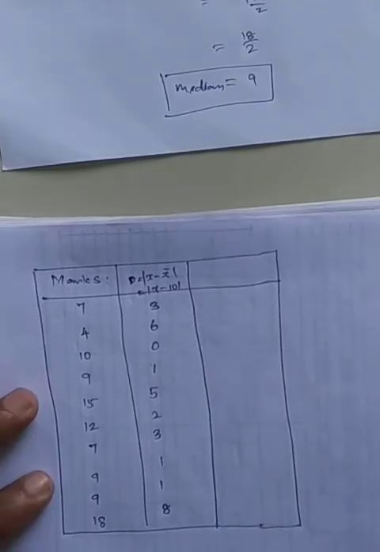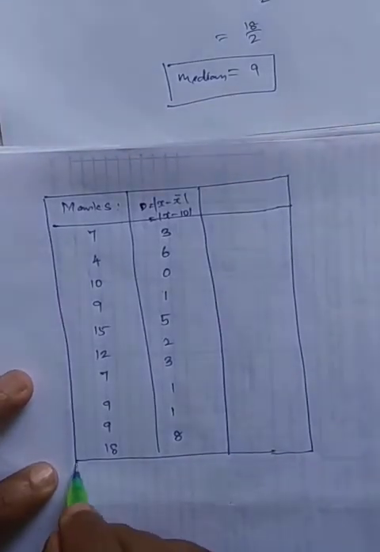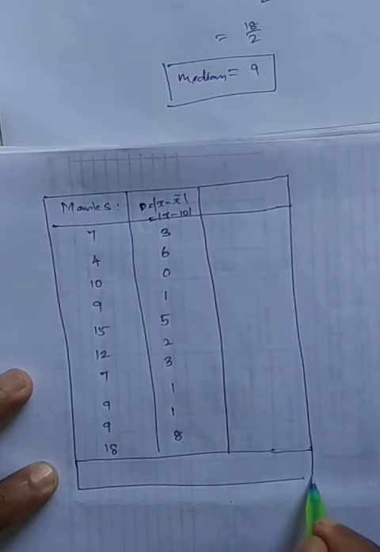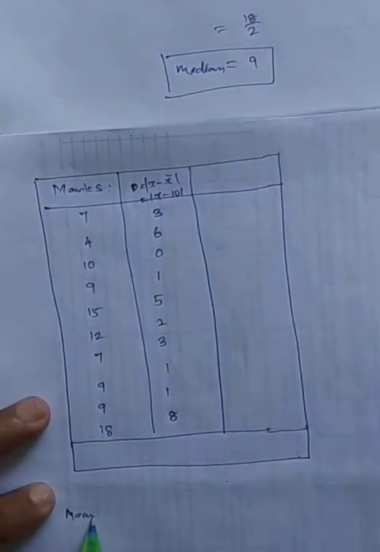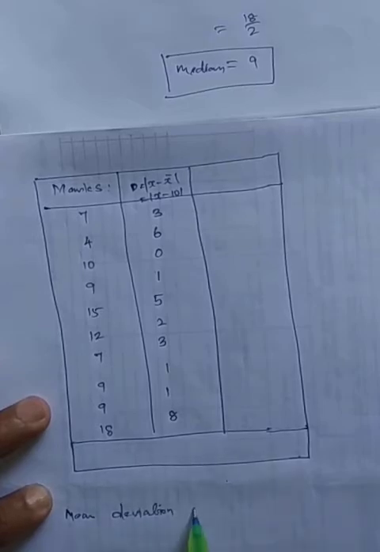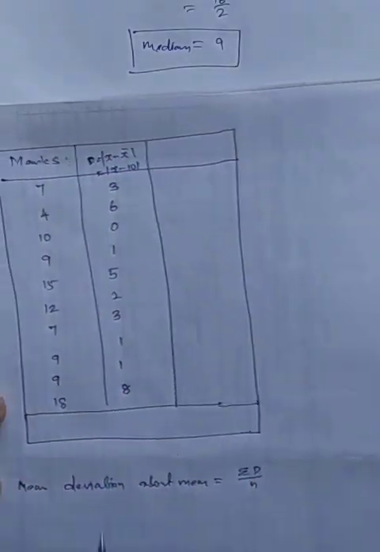Okay, so now we need to find the formula. I will write here simultaneously: mean deviation about mean. What's the formula? Just now we have written, that is sigma d by n. Sigma d, now you add all this column.